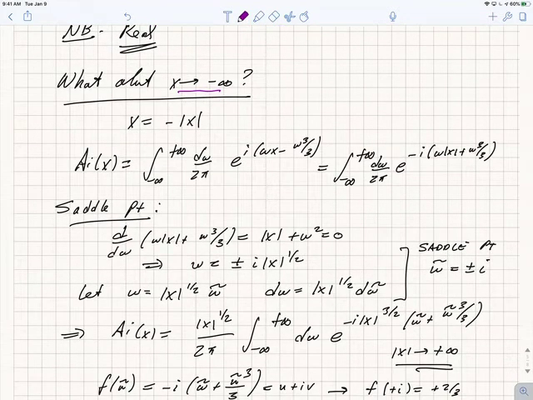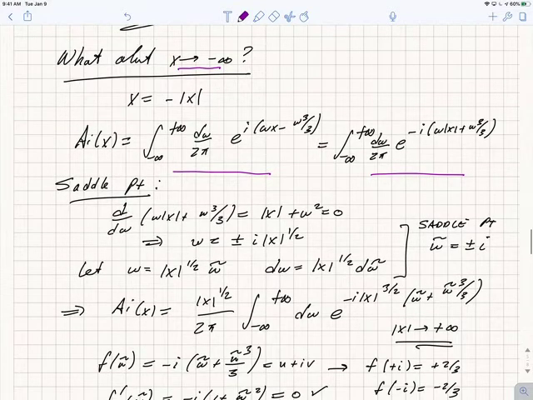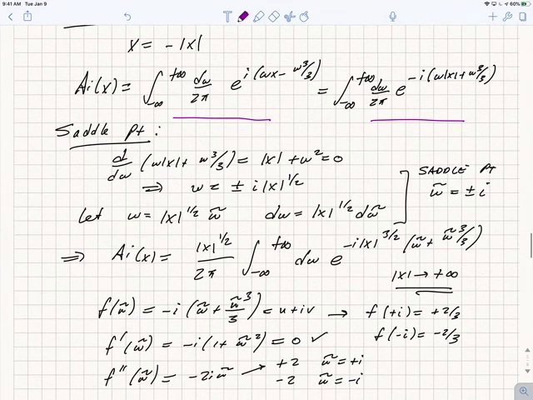It's convenient to deal with a positive parameter that's getting large, so I'm going to write x as minus its absolute value. So the Airy function, which with my convention had this integral representation, can be written then as an integral of this expression, e to the minus i omega absolute x plus omega cubed over 3. If I compute the stationary points of that function in the exponent, I again find omega is equal to plus or minus i, along the imaginary axis, times the square root of the absolute value of x.